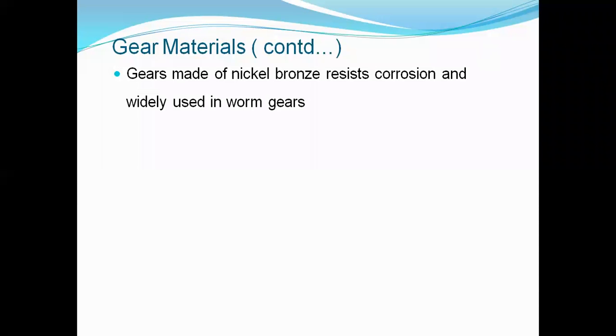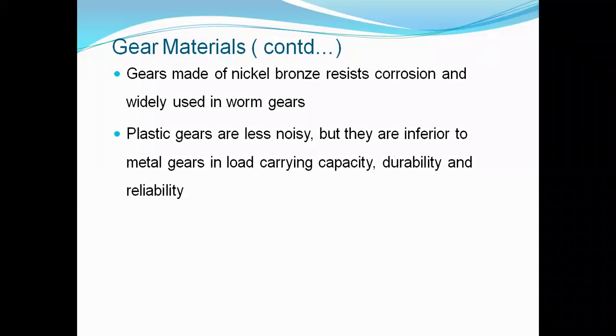Gears made of nickel bronze resist corrosion and are widely used in worm gears. Plastic gears are less noisy, but they are inferior to metal gears in load carrying capacity, durability, and reliability. So these are the gear materials. Generally, we are using cast iron, steel, bronze, and plastics.